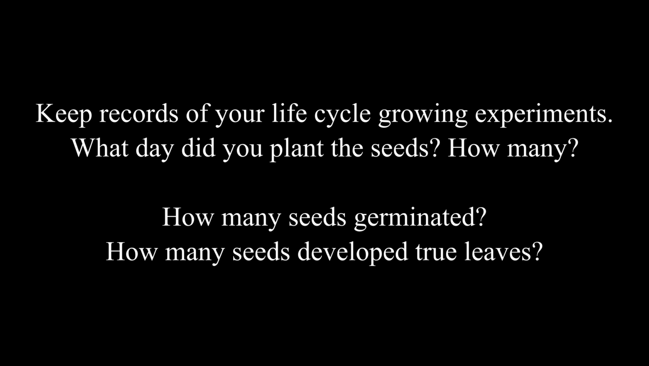Keep records of your life cycle growing experiment. What day did you plant the seeds? How many seeds germinated? How many seeds developed true leaves? Sometimes you plant a seed and it starts to come up, but it doesn't go further. Many times, especially with garden plants, you'll see the cotyledons. They come up and you can see them. There are two of them, usually, because it's usually eudicots that you're planting. And then after that, you'll have the first true leaves come out.